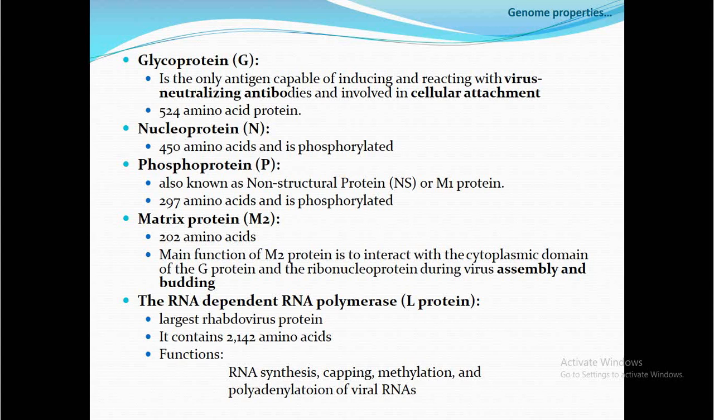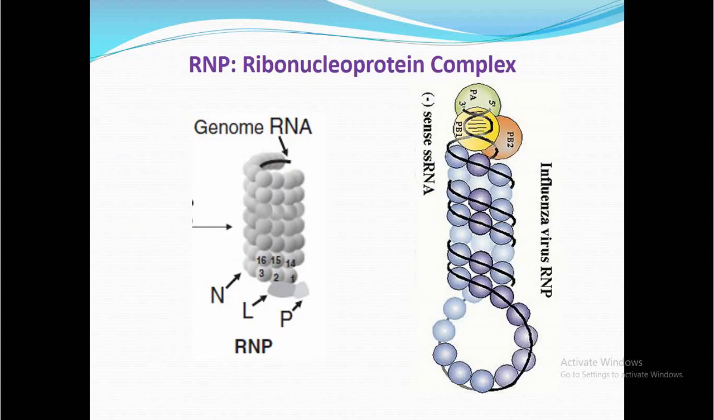And the last, that is the L protein, an abbreviation of RNA-dependent RNA polymerase, which helps in transcription and replication of the virus. Now this particular virus is of the order Mononegavirales, which has one peculiarity known as the RNP complex. RNP complex means ribonucleoprotein complex.